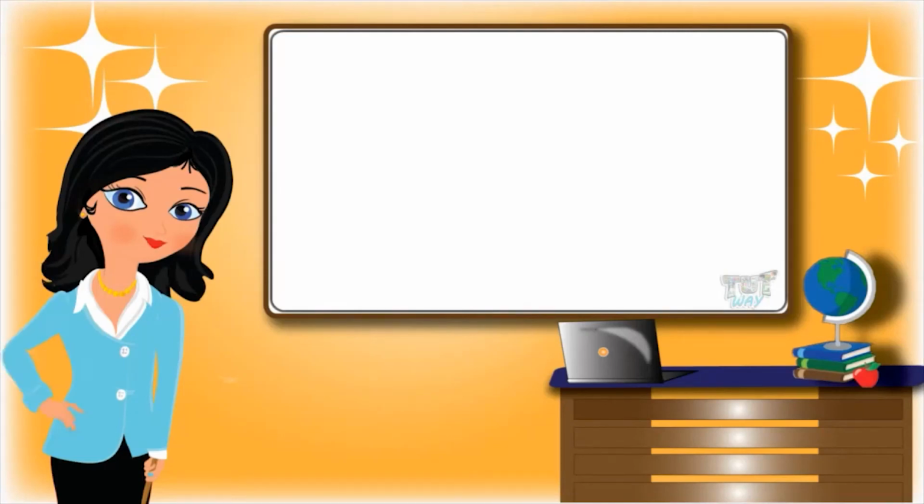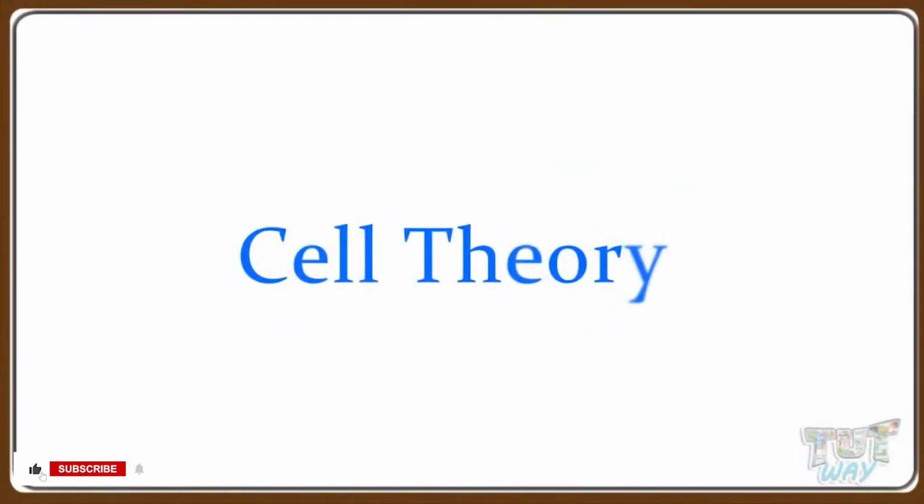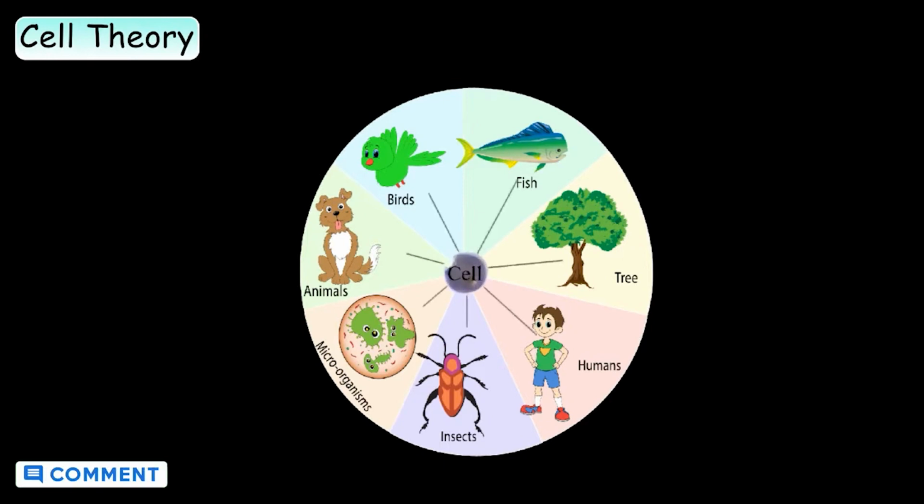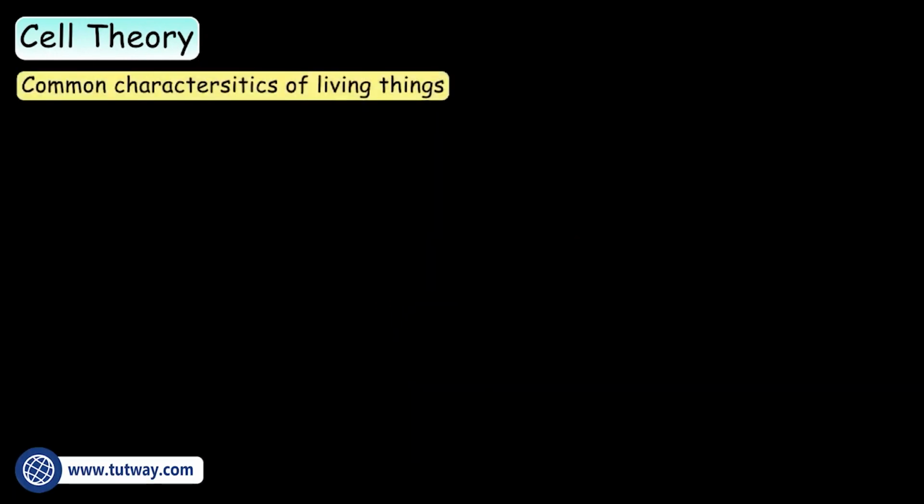Hi friends! Today we will learn about cell theory. So let's start. In our last lesson we learned the commonalities of living things. And one major thing was that all living things are made up of at least one cell. So we will start to learn about the common characteristics of living things.